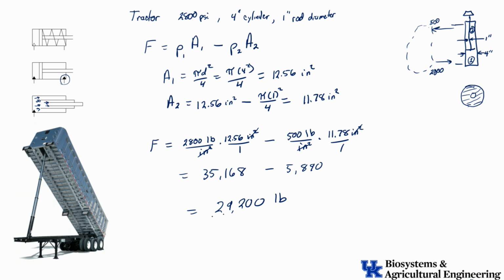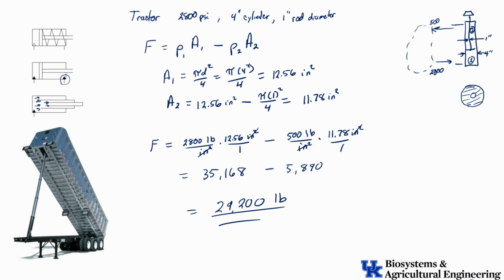Okay? So again, how do we interpret that? We would be able to lift 35,000 pounds if we didn't have back pressure, but since we have the back pressure, that's going to take away almost 6,000 pounds of lifting capacity. So what I can really lift then is 29,200 pounds. Okay, so that's how we get the force on it. That's really simple. You guys as engineers should be able to handle that.